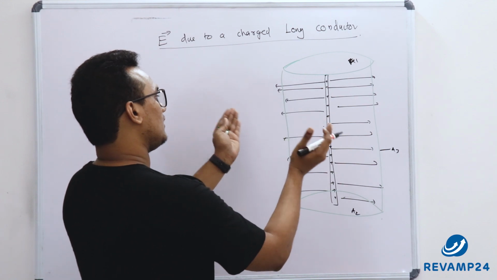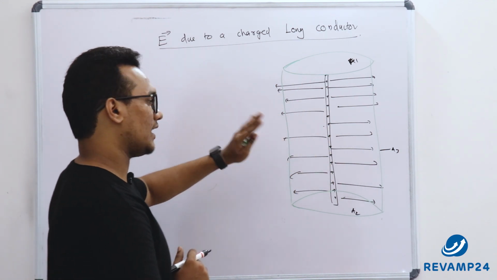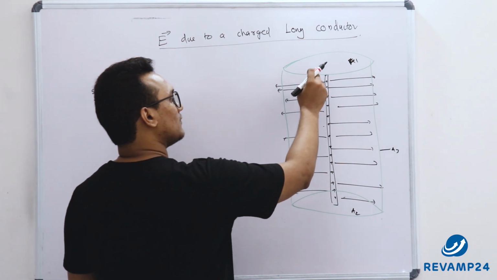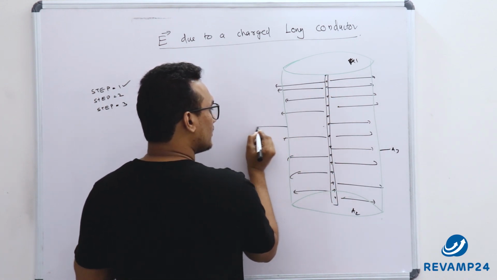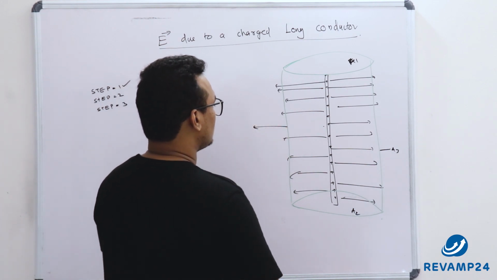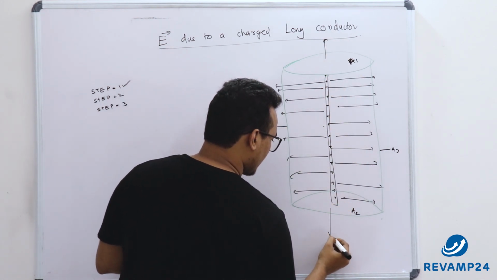So I got a Gaussian surface in this way, and that is obeying all the rules I have explained in the previous video. Go and watch that. Anyway, I'll explain here as well. Area always has to be taken outward. So this is directed out, here also directed out, here also directed out.